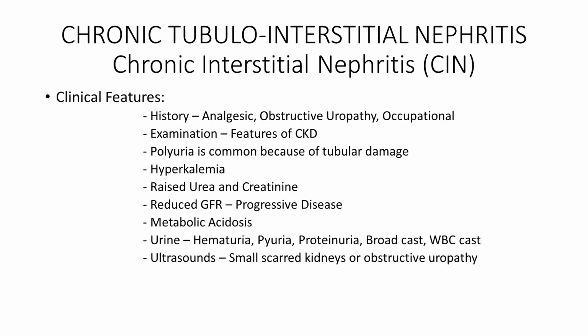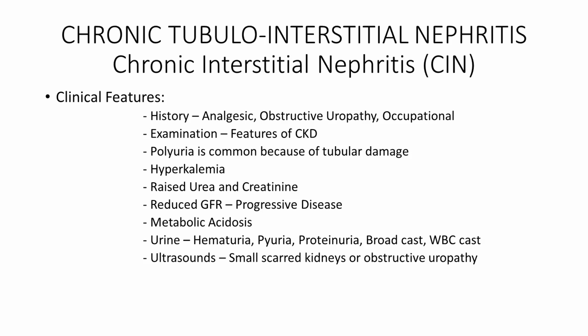As for the clinical features, you may find a history of analgesic abuse, obstructive uropathy, or occupational history. Examination usually features chronic kidney disease. Polyuria is common because it's tubular damage, not glomerular damage. Hyperkalemia occurs because of kidney failure, with raised urea and creatinine for the same reason, reduced GFR and progressive disease. Metabolic acidosis is present, as most of the signs are of chronic kidney disease.